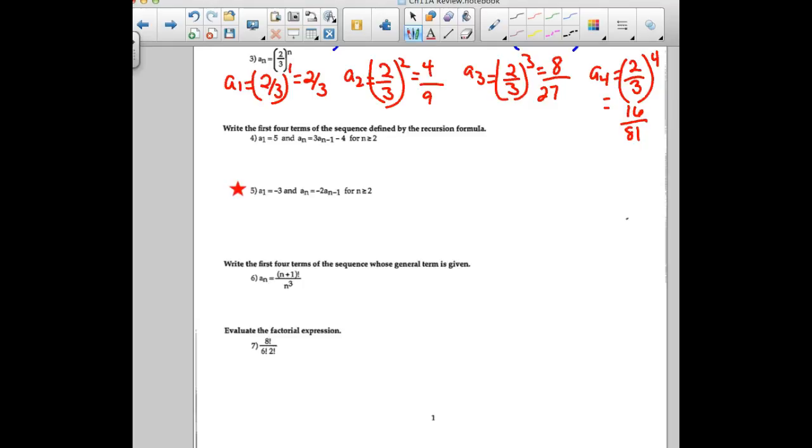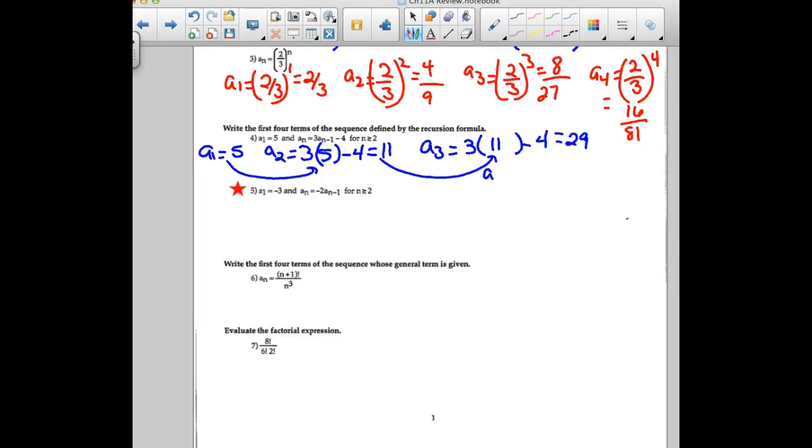All right, so we want the first 4 terms. They've already given us the first term is 5. To find the second term, we're going to take 3 times the previous term, which was a 5, and subtract 4, which gives us 15 minus 4, or 11. To find the third term, we take 3 times the previous answer and subtract 4. Our previous answer was an 11, so we'll put an 11 in there. We have 33 minus 4, or 29. And then our fourth term is going to be 3 times that 29 minus 4, which should give us an 83.